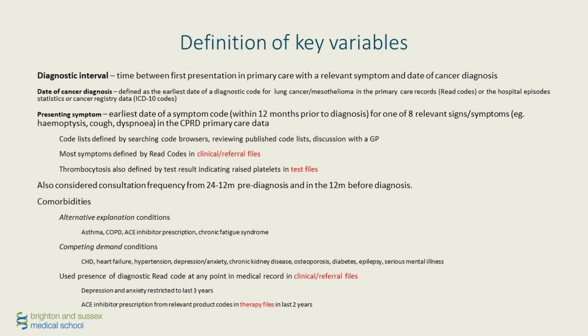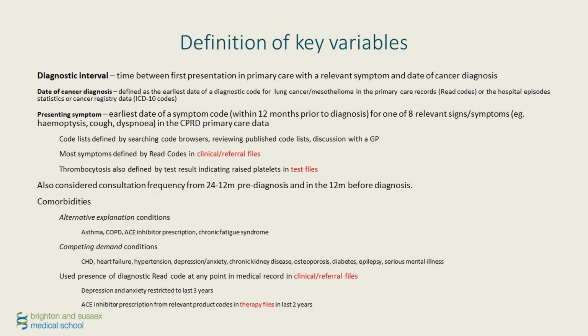The presenting symptom date was taken to be the earliest date of a relevant symptom code appearing in the primary care data. We included 8 symptoms based on the NICE guidelines for cancer referral, and we took the relevant time span to be the 12 months prior to cancer diagnosis. The code lists for the symptoms were drawn up by searching the clinical code browsers, which were supplied with the CPRD data, reviewing published code lists, and then discussing that with a GP to make sure that all the codes were relevant. We also looked at the effective consultation frequency, both in the 12 months before diagnosis and from 24 to 12 months before diagnosis.